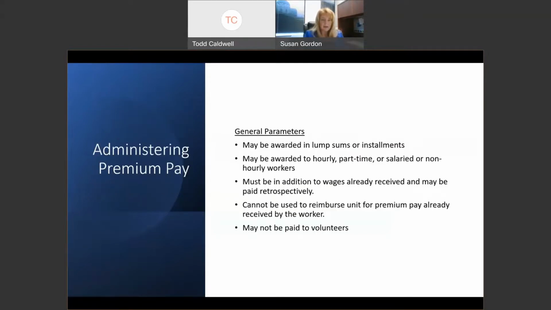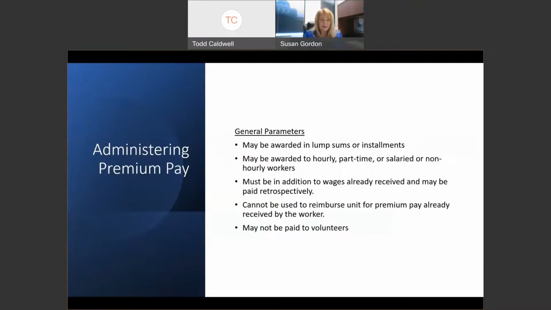Now, the final rule also had some other parameters. This is still up to $13 an hour. So it's still an hourly rate, but it can be paid in lump sums or in installments. So if you're going back in a period of time, let's say to sometime in 2020, and you want to pay your workers a certain dollar amount per hour for the hours they worked in March, April, and May of 2020, then you can calculate what that award or premium payment is going to be for them, and then you can pay that in a lump sum to them.